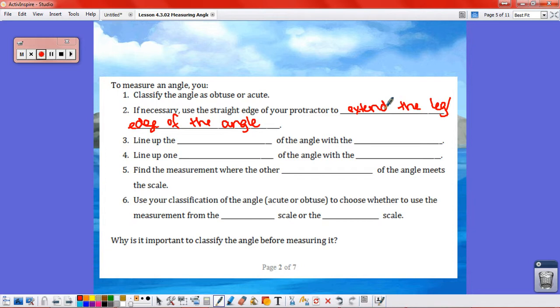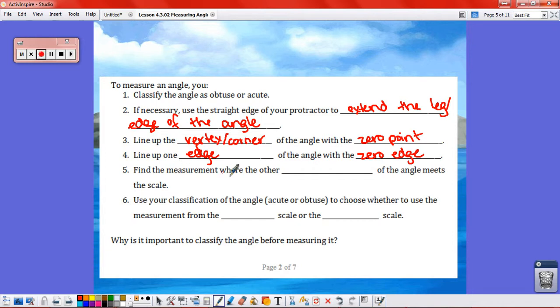If you don't use the straight edge, you run the risk of having a line that bends and doesn't give you an accurate reading. Then we line up the vertex, or the corner of the angle, with the 0 points on the protractor. And we're going to go through all these steps together on an example so that they will be more clear. Fourth step, line up one edge of the angle with the 0 edge of the protractor.